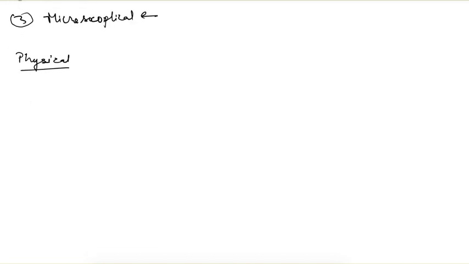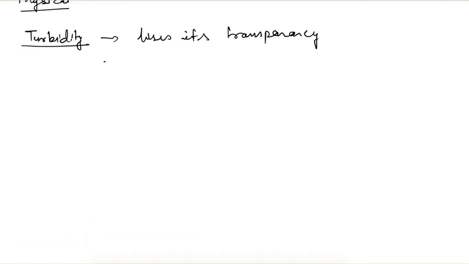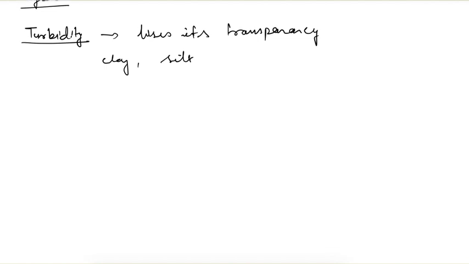The first physical parameter we have is turbidity of water. Turbidity means that the water loses its transparency. And why does it lose it? If some clay material or silt is there, the water will become turbid and will not be transparent. This kind of water is not suitable for consumption, or it does not look aesthetic even if it is not harmful. That's why turbidity should be as low as possible.